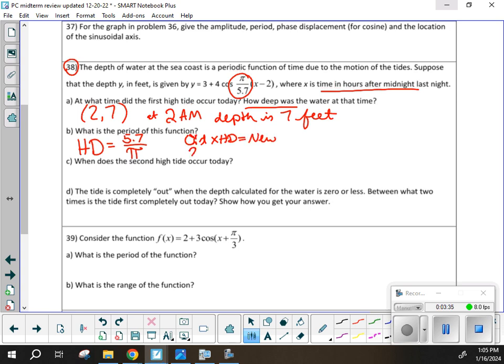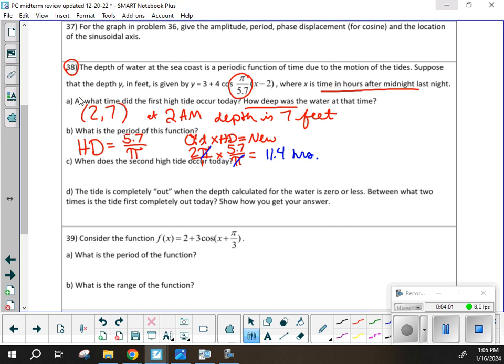Now, because this is in radians, we're going to do 2 pi, I'm going to put it over 1, times our horizontal dilation factor that we found. The pi's cancel out. The period is just 2 times 5.7, or 11.4 hours. So this repeats every 11.4 hours. The high tide, low tide, we keep seeing it cycle over and over and over again.